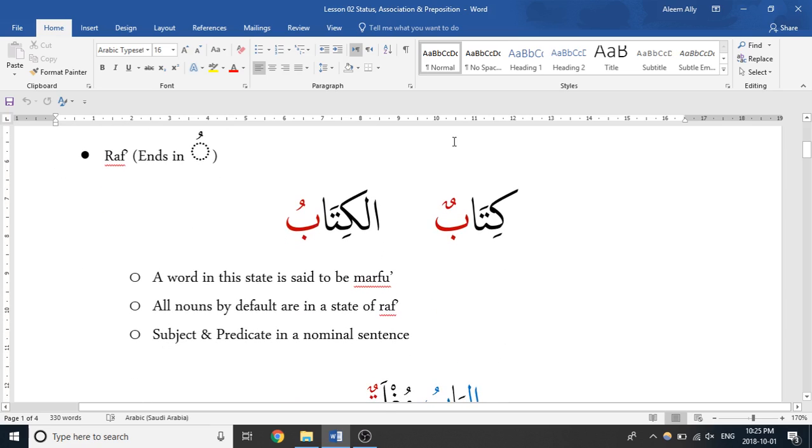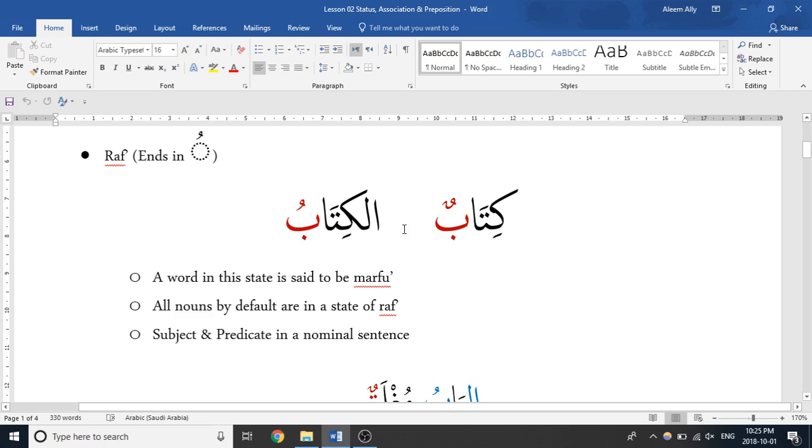We have 2 examples here of rafa. A word can be in rafa, having a dhamma on the end, whether it's just 1 dhamma or 2 dhammas. So it can be indefinite and still be in a state of rafa. Kitabun, because it ends with an un, and al-kitabu, because it ends with an u. Both end with a dhamma, so therefore they're in a state of rafa.